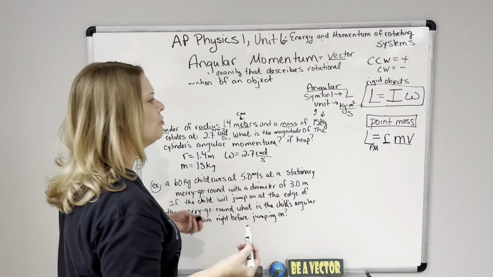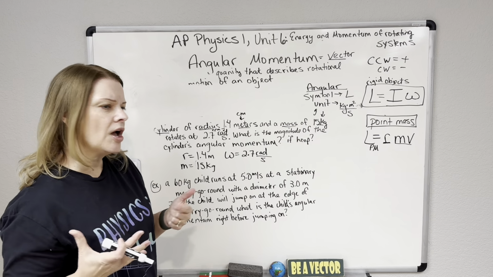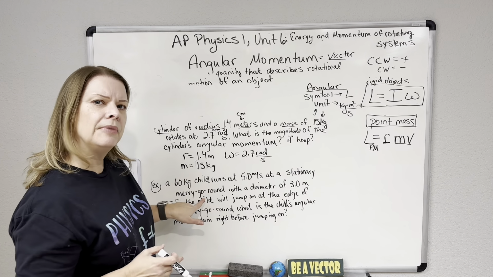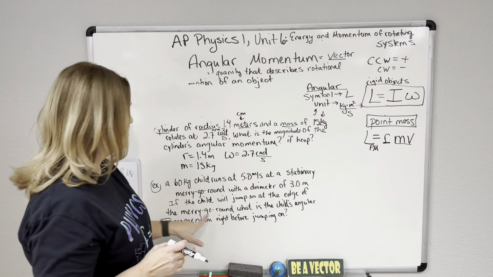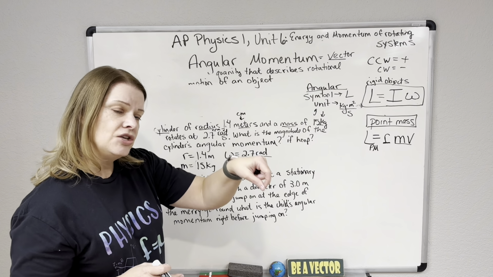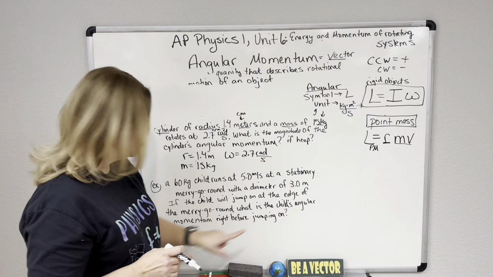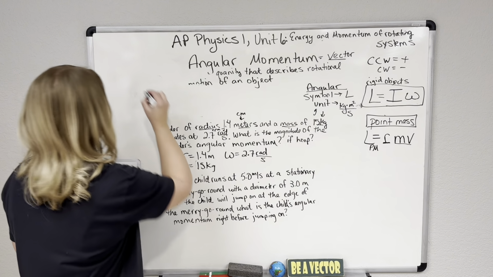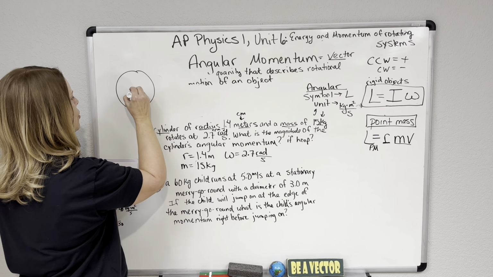So now we're going to do a question on this, and we're going to say, hey, we've got a 60-kilogram child that runs at 5 meters per second at a stationary merry-go-round with a diameter of 3 meters. So the merry-go-round has a diameter of 3 meters. If the child is going to jump on the edge of that merry-go-round, what is the child's angular momentum right before jumping on? So we're going to draw this out from looking up above. So we're looking up like from a drone view.